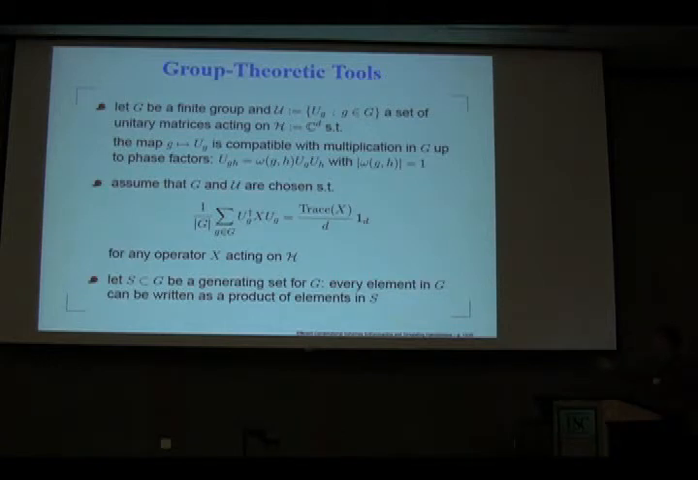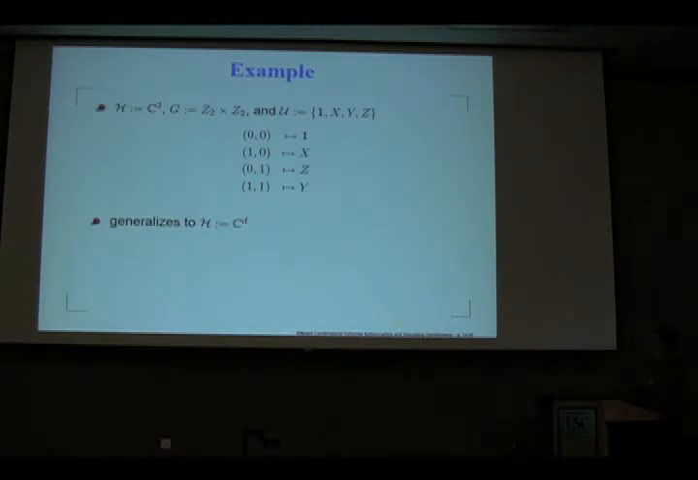Let's further assume that these two are chosen such that this here is true. This means if we average over the group in this fashion, then we basically get the zero matrix if this operator X has trace zero. One more thing to define: S is a subset of G, a generating set, and this means that every element in G can be written as a product of elements in S. Maybe this looks a little intimidating, but it's really not. Let's look at a simple example. We have a qubit, we have this group Z2 times Z2, and we have the unitary matrices identity and the Pauli matrices, and then this mapping defines such a thing, and this can be easily generalized to n qubits.